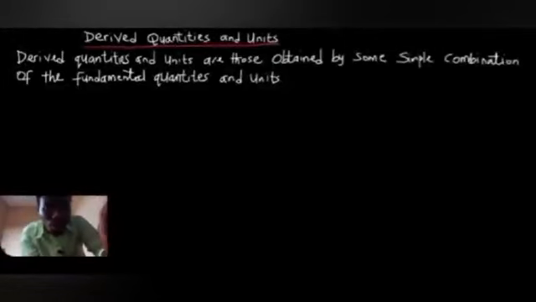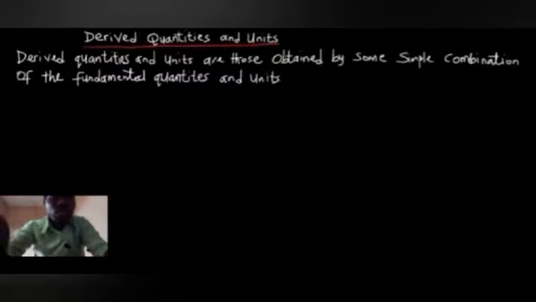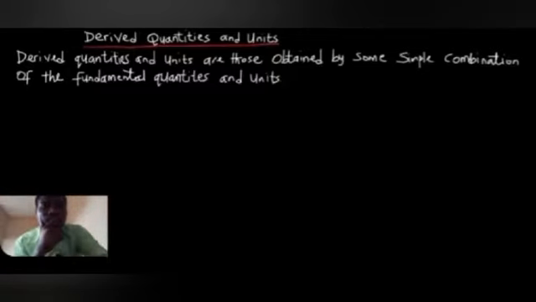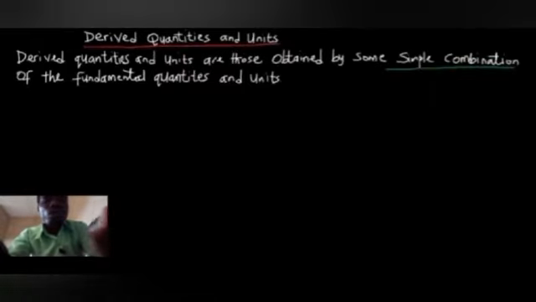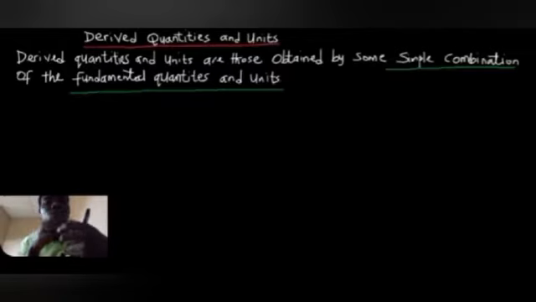Hi. So today we're going to be talking about derived quantities and units. Derived quantities are those that are obtained by simple combination. I want you to note this word: simple combination of the fundamental quantities and units. So we combine the fundamental quantities that we have seen in the last video. We combine three of them to form another new quantity. So that's why it's called derived, something gotten from something.